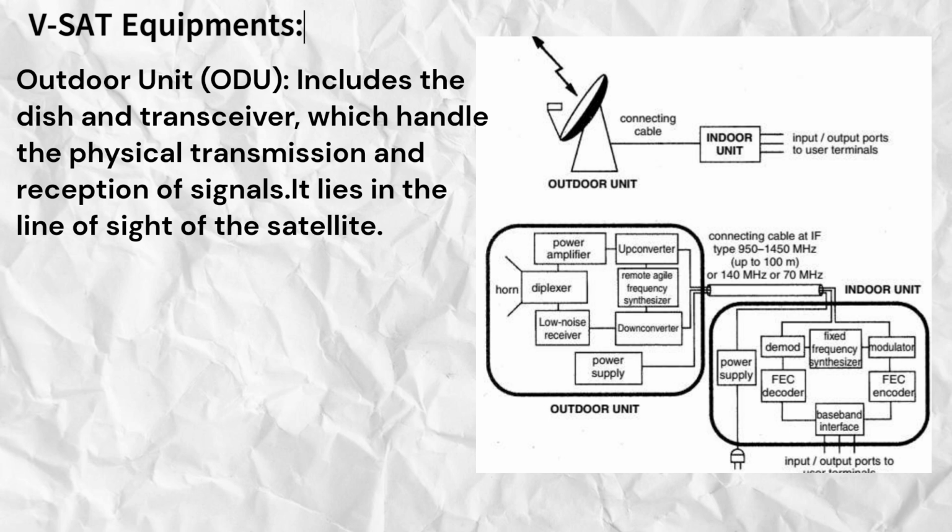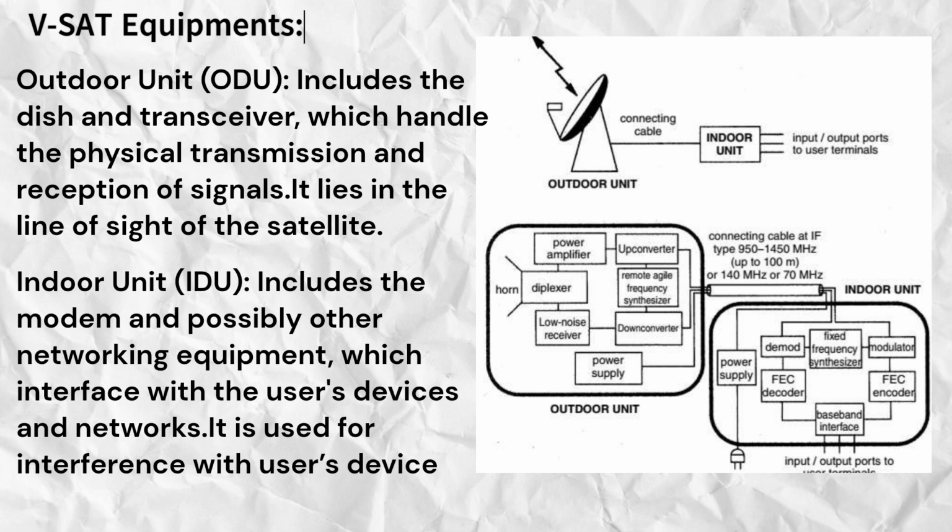It lies in the line of sight of the satellite. Indoor unit. The IDU includes the modem and possibly other networking equipment, which interface with the user's devices and networks. It is used for interfacing with the user's device. Both the indoor unit and outdoor unit are linked with the help of a cable.